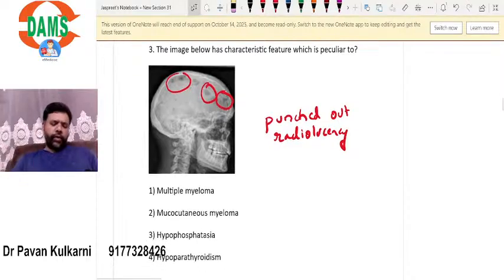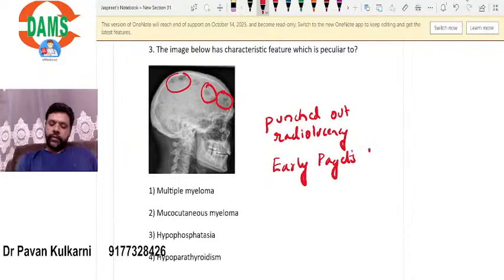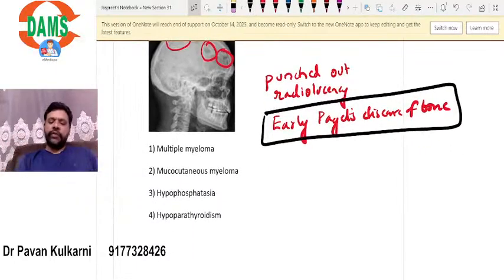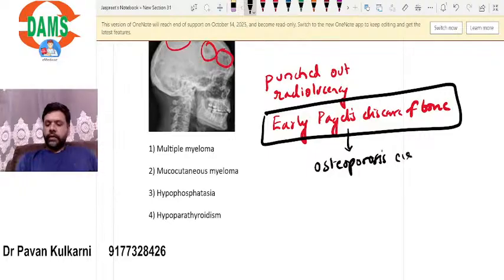Multiple myeloma. Okay. There is one more condition where you can see such punched out radiolucencies, particularly in case of early Paget's disease also. In case of early Paget's disease of bone, there also you can see this punched out. Instead of punched out radiolucency, there they call it as osteoporosis circumscripta. Okay, please remember this.